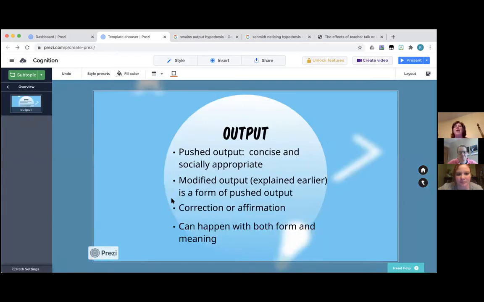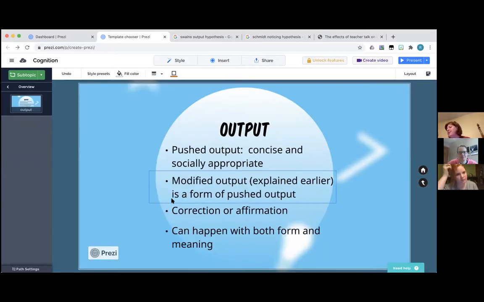We have pushed output, which is concise and socially appropriate. Our modified output is a form of pushed output, and that was explained earlier, how we modify our output based on our input. And we can either receive our correction or we can receive our affirmation. Going into that negotiation of form and negotiation of meaning, and that can happen with both form and meaning.